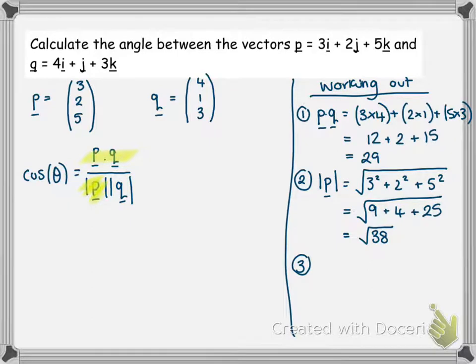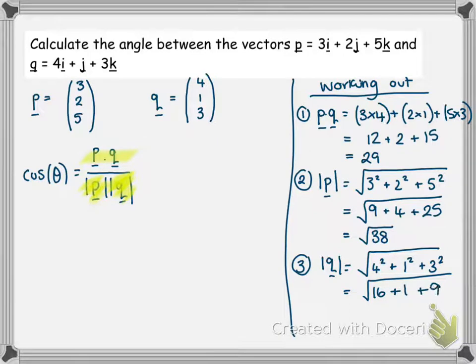Okay, and the last bit of working out is the magnitude of Q. So the magnitude of Q is going to be the square root of 4 squared plus 1 squared plus 3 squared. So 16 plus 1 plus 9. So that's going to be root 26.